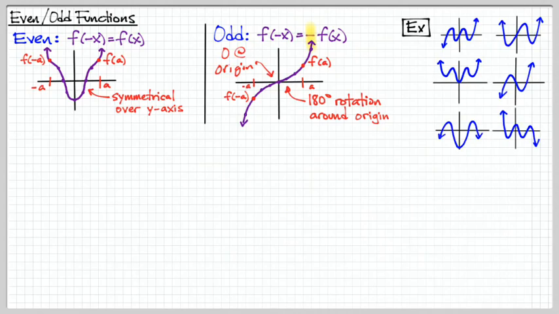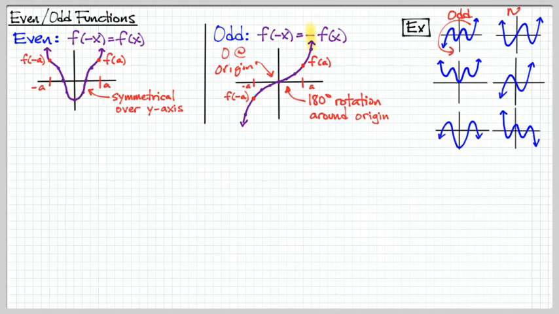Okay, so visually we can look at each one of these and determine whether they're even, whether it's odd, or whether it's neither, because sometimes it might be neither of them. In this case here, we have an odd function. If I were to do a 180-degree rotation, it would land exactly on itself.